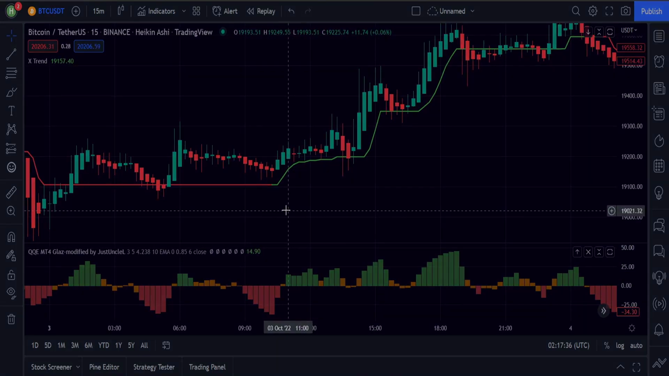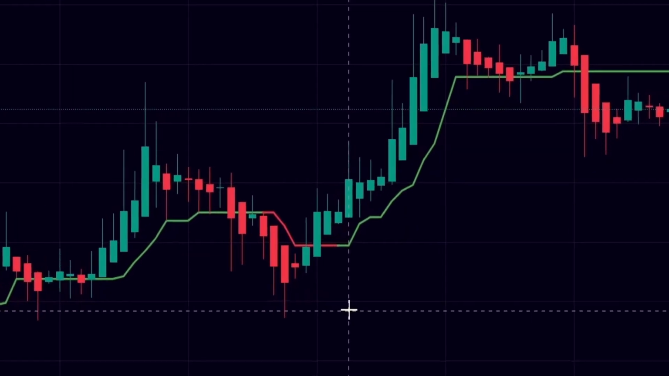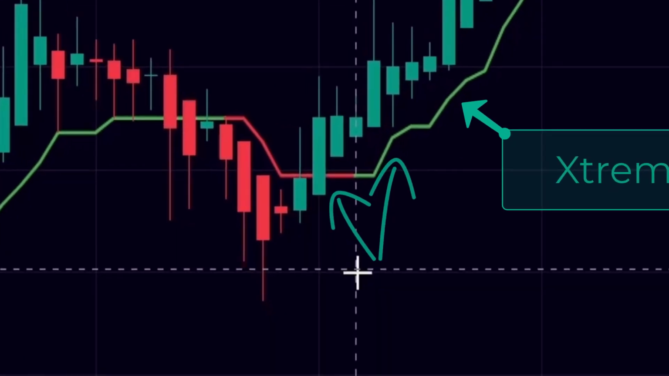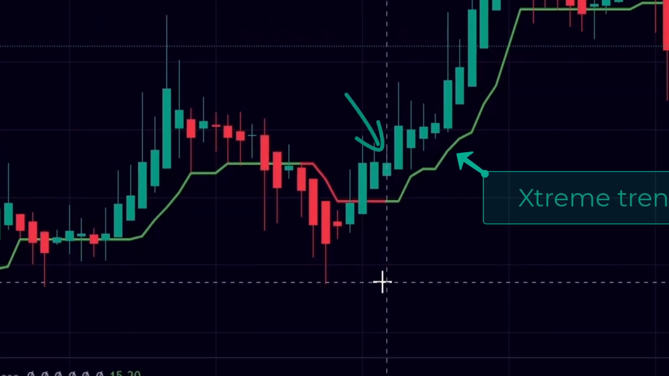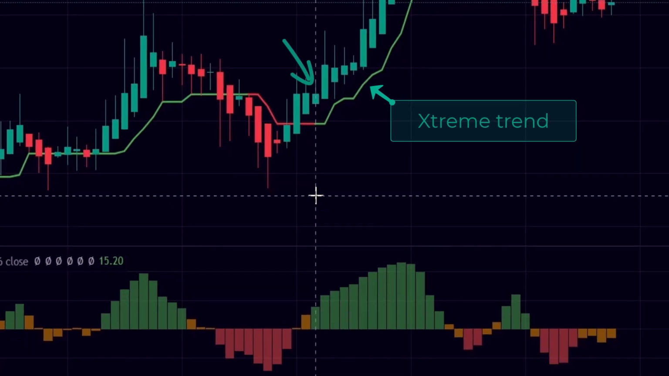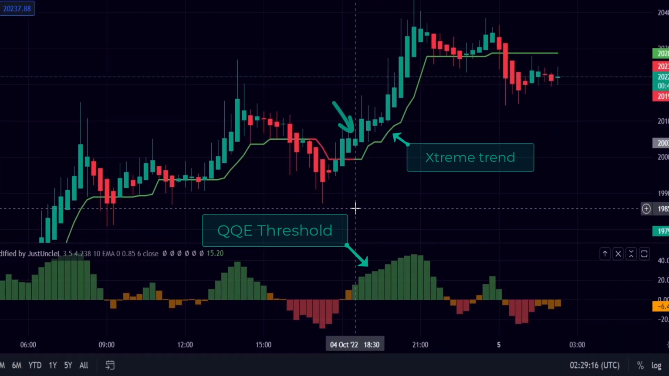So what exactly is the strategy? Here are the rules for entering a buy trade. Number 1, you want to make sure that Xtreme Trend indicator line changes from red to green, and you also have a green Heikin Ashi candle when the line changes to green. After that, the buy signal will be confirmed if the histogram down here is also green. If all these conditions are confirmed, you can enter a buy trade.